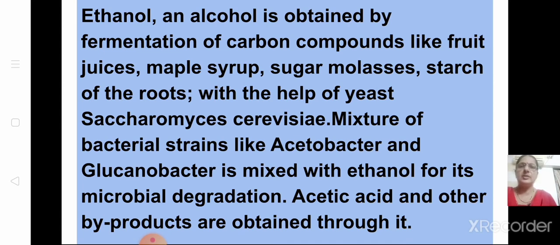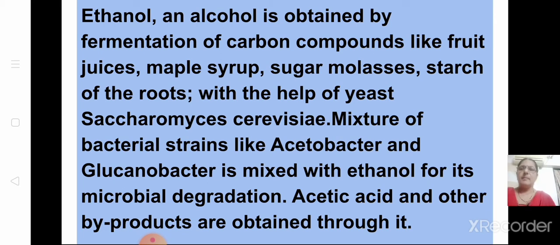Ethanol, an alcohol, is obtained by fermentation of carbon compounds like fruit juices, maple syrup, sugar molasses, starch of the roots with the help of the yeast Saccharomyces cerevisiae. Okay, first ethanol is obtained. What is the first process? The first step is ethanol, which is an alcohol, is obtained by the fermentation of carbon compounds like fruit juices, maple syrup, sugar molasses, starch of the roots with the help of which microorganism? With the yeast Saccharomyces cerevisiae. This is the first step.